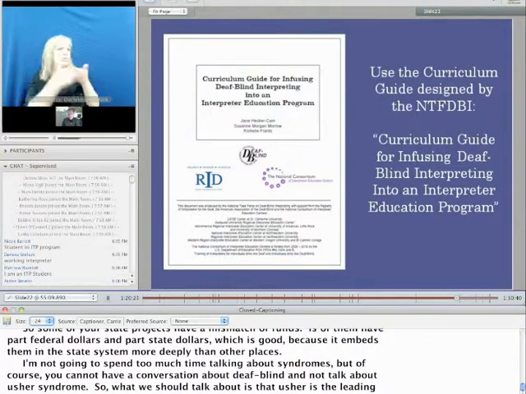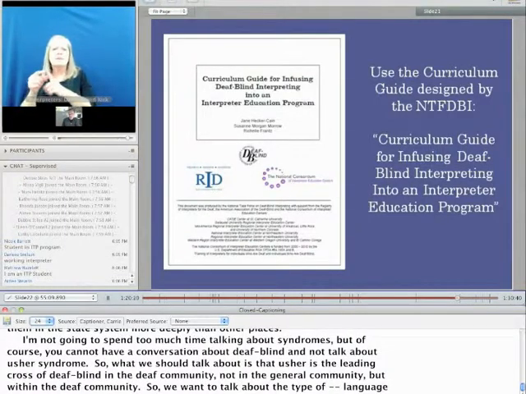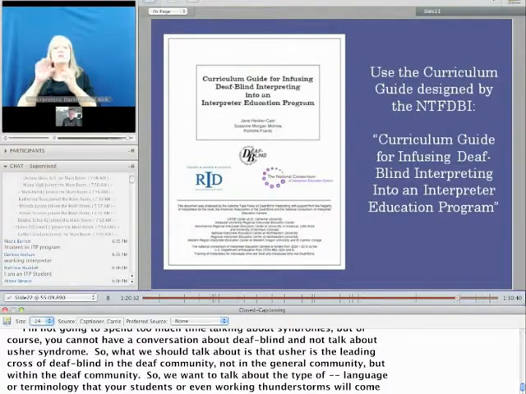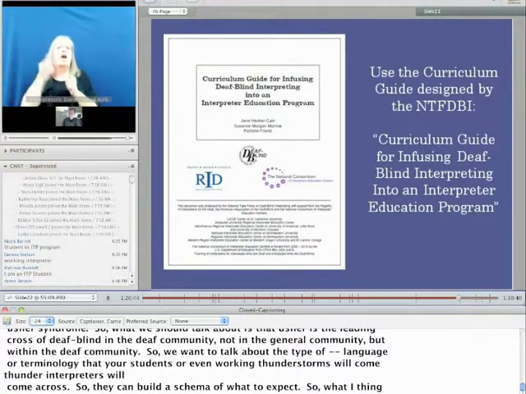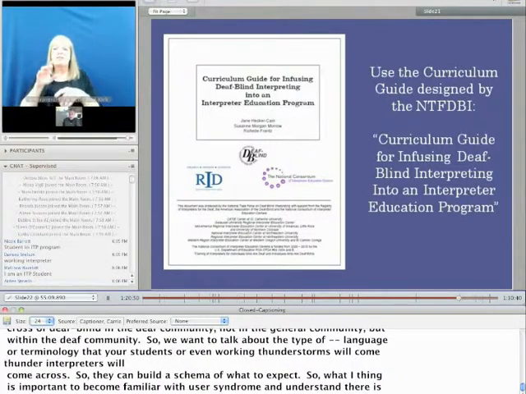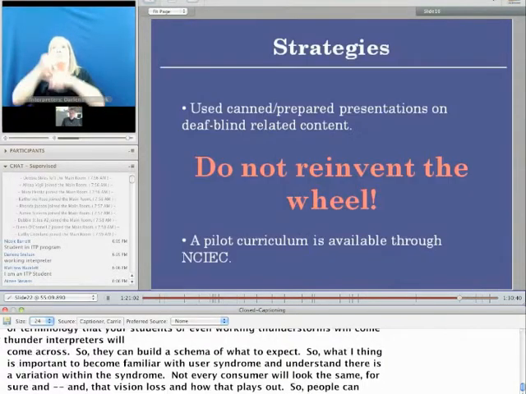And so we want to talk about the type of language or terminology that your students or even working interpreters will come across. When they hear the words Usher syndrome, they can build a schema of what to expect. What I think is important is to become familiar with Usher syndrome and understand that there's some variation within that syndrome, and that not every consumer will look the same for sure. And it's helpful to understand perhaps the progression of that vision loss and how that plays out, just so people can build that schema, which takes us back to the earlier slides.